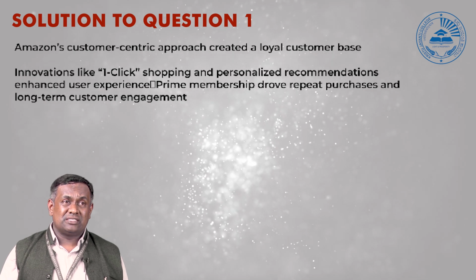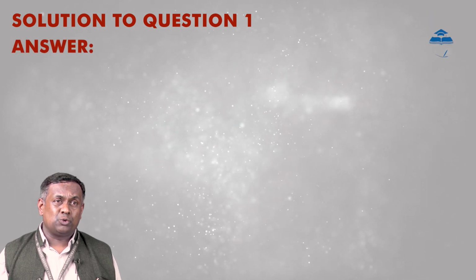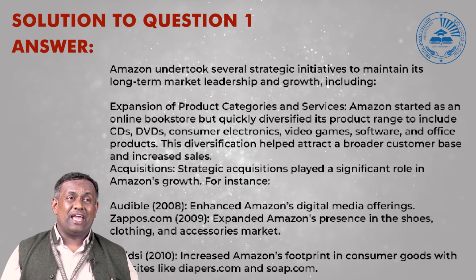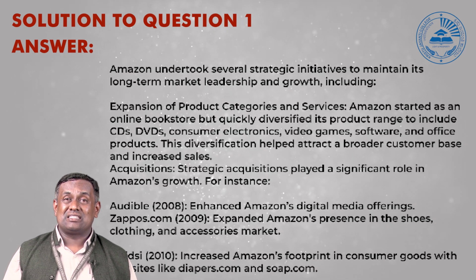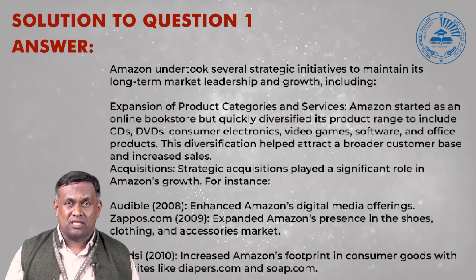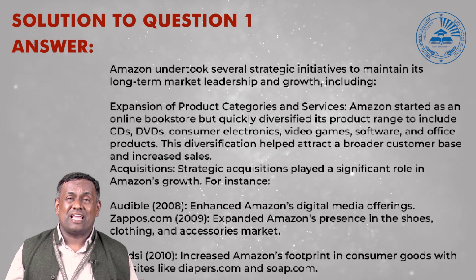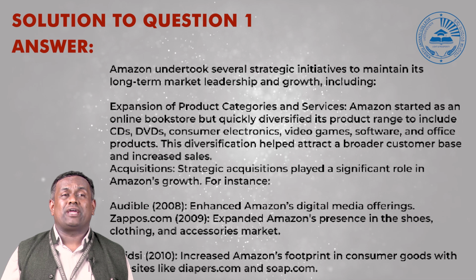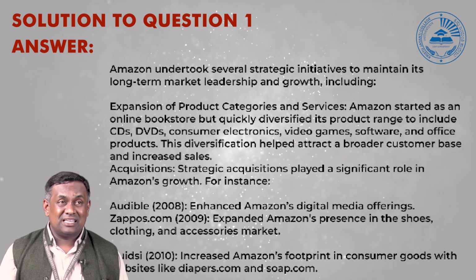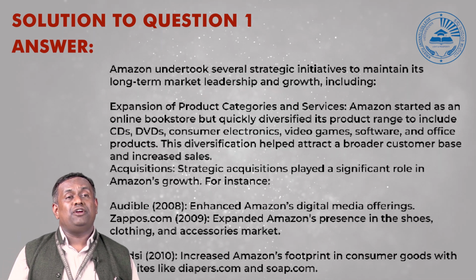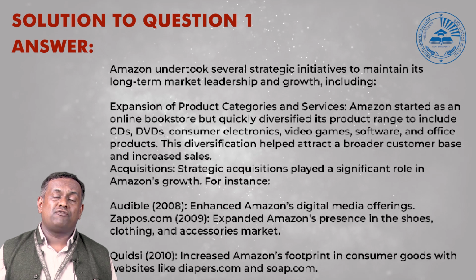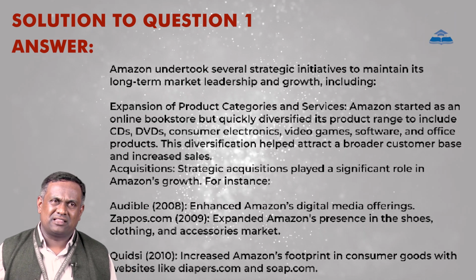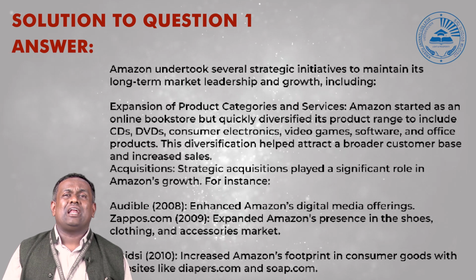Amazon undertook several strategic initiatives to maintain its long-term market leadership and growth, including expansion of the product categories. It has not been limited only to books, which is the primary business of Amazon. It expanded beyond books. So they started expanding into categories such as CDs, DVDs, consumer electronics, video games, software, and office products. I think it could also be in terms of Amazon Web Services. Then they started acquisitions.